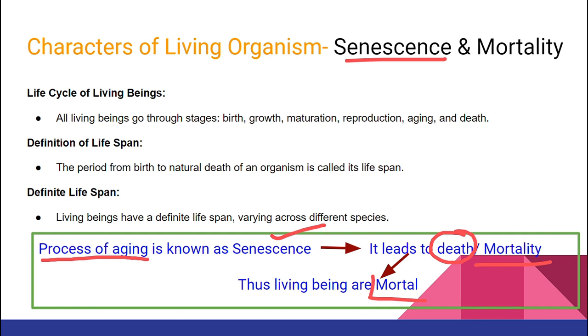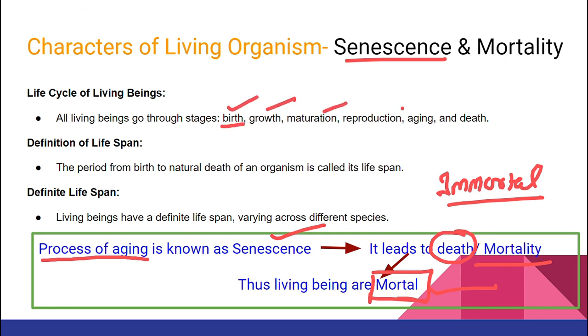Sorry, the living beings are mortal, not immortal, my bad. We all are mortal. If I say immortal, that means we will never be able to die, but we all are going to die one day, so we are mortal, right? Now, all living organisms go through stages. We all go through birth, growth, maturation, reproduction, aging and death. The process of aging we call senescence, and the process of death we call mortality, right?